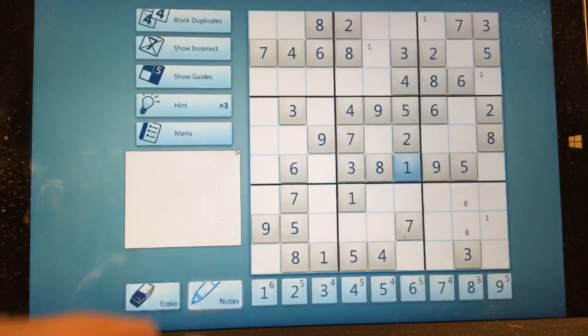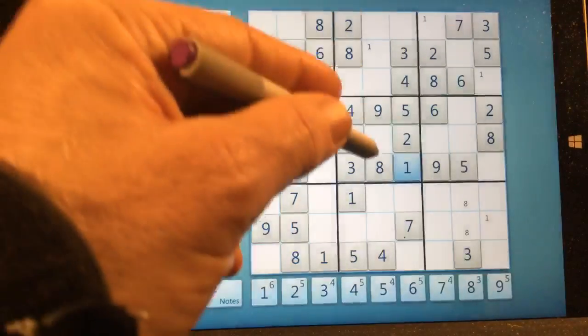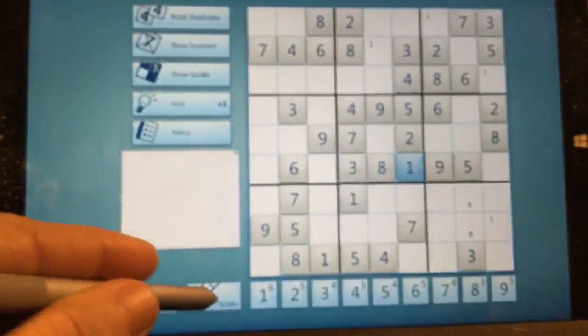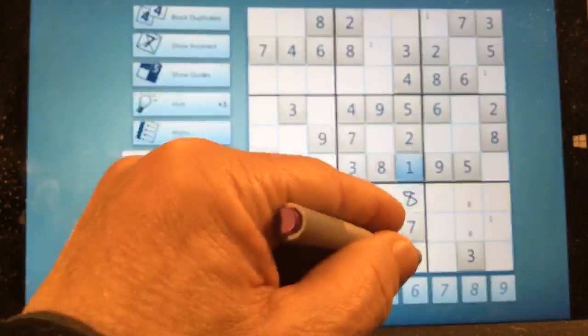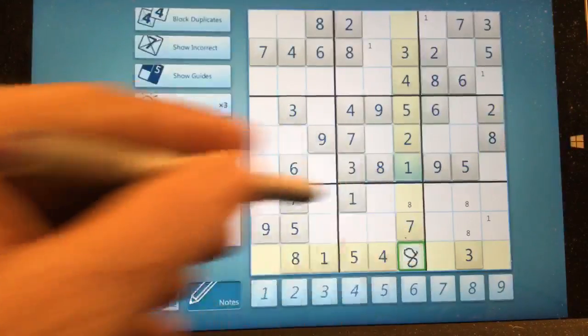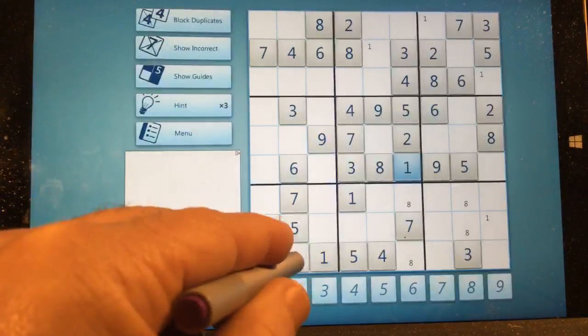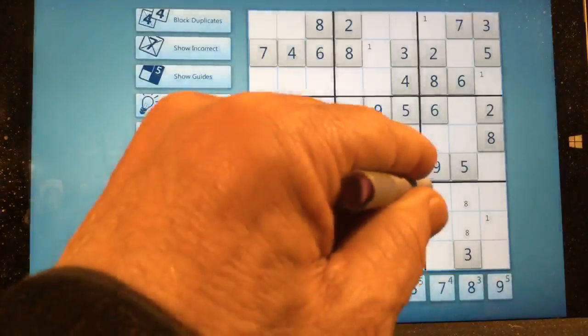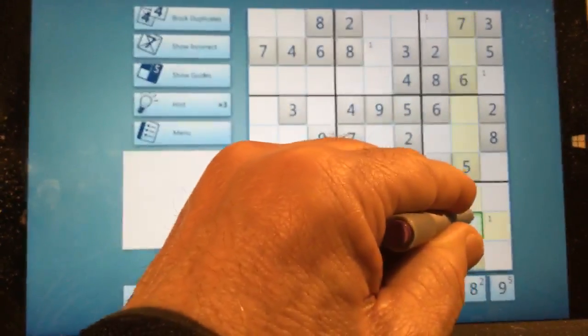Okay, let's go to the middle column of boxes. 8's on the left, 8's in the middle. Therefore, 8 can either be here or here. Okay. Oh, wait, look. 8 cannot be here. Therefore, this 8 must be here. Therefore, this must be an 8.